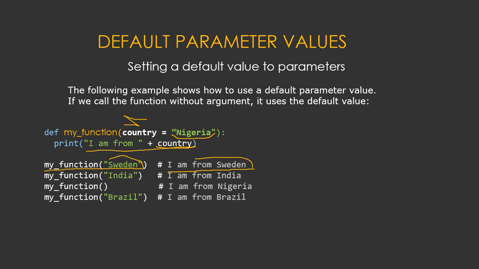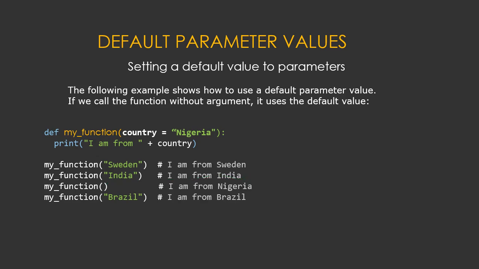All right. Then right over here, we call the function again, and then we assign a value of India to it. That's a parameter as India. So right here, we'll get I am from India.